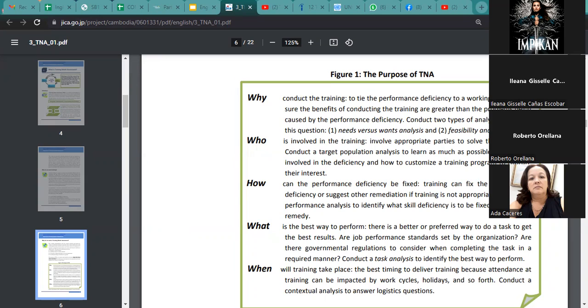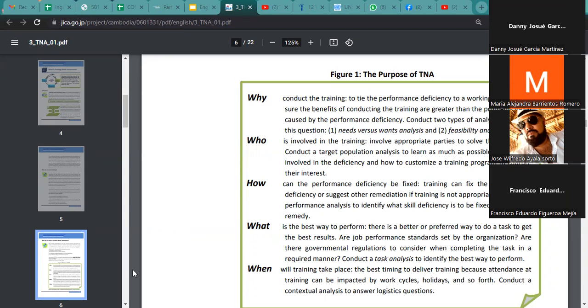So good. And let's see some words. I don't think there are many words here. Yeah, maybe the one was feasibility. Okay, who? Who is going to be for Danny? Yeah, sure. Who is involved in the training? Involved, appropriate parties to solve the deficiency. Conduct a target population analysis to learn as much as possible about those involved in the deficiency and how to customize a training program to capture their interest.